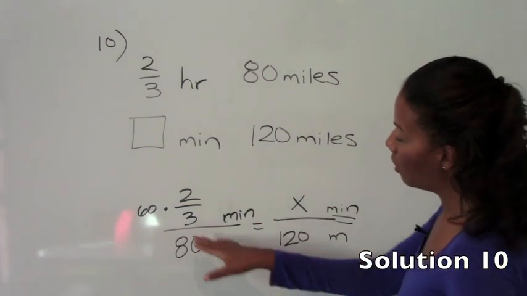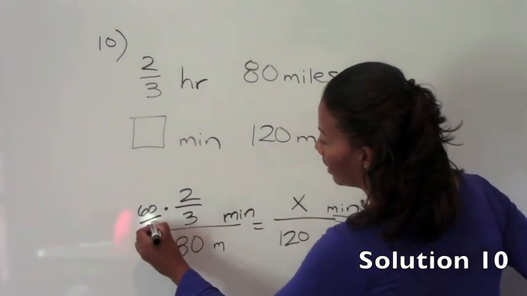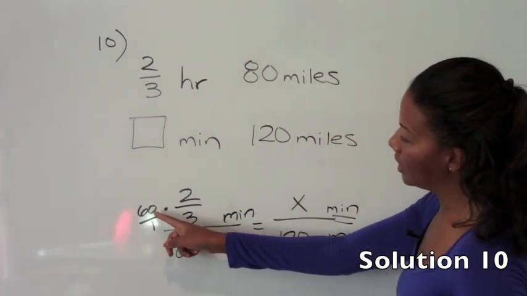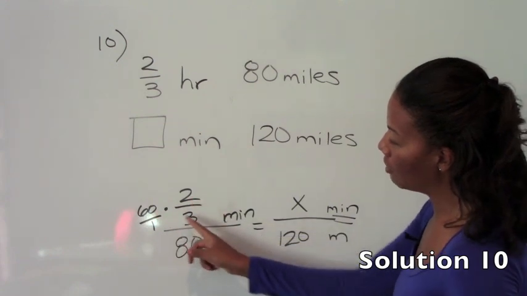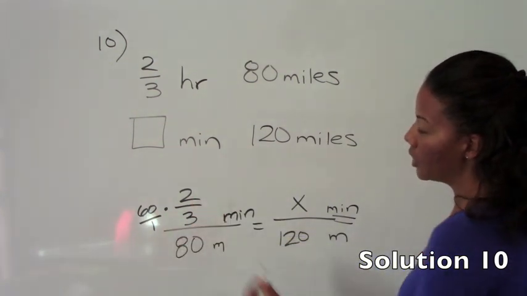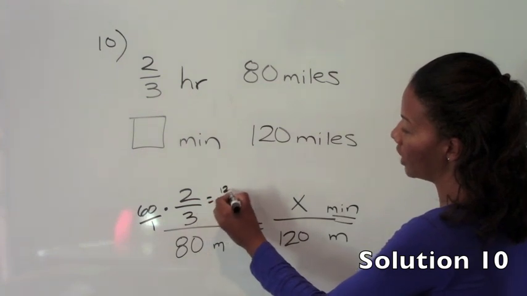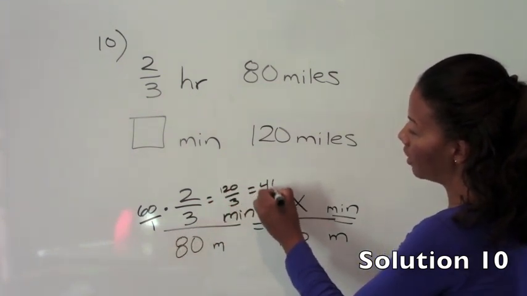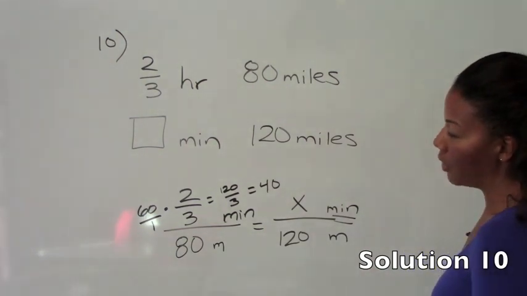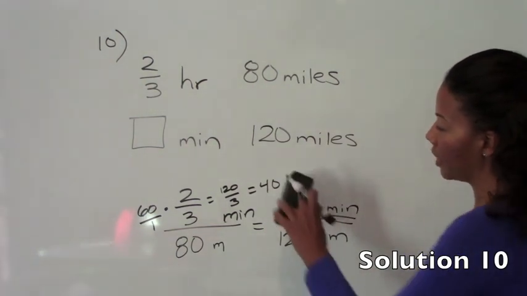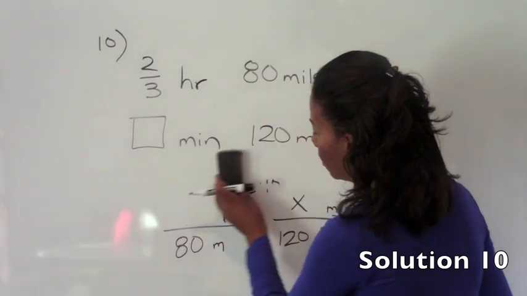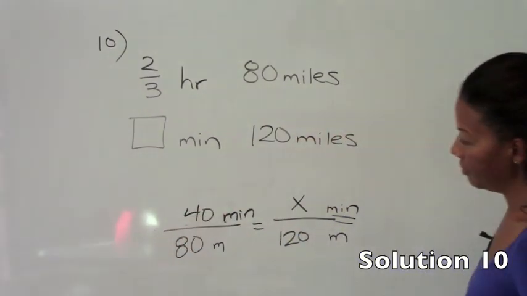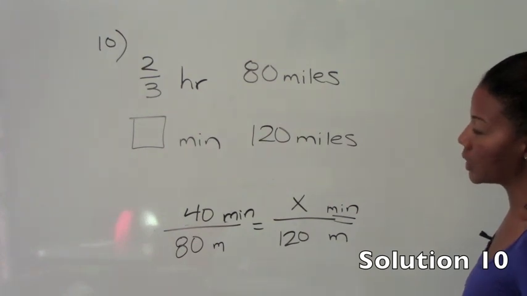Okay? So over here, you can simplify this by putting it in your calculator or putting the 60 over 1 and saying 60 times 2 divided by 3 times 1. So 60 times 2 is 120 divided by 3, and that is 40. So 2/3 of an hour is 40 minutes. Okay, so I'm just going to replace all of this here with 40 minutes. Okay, now I can cross multiply.